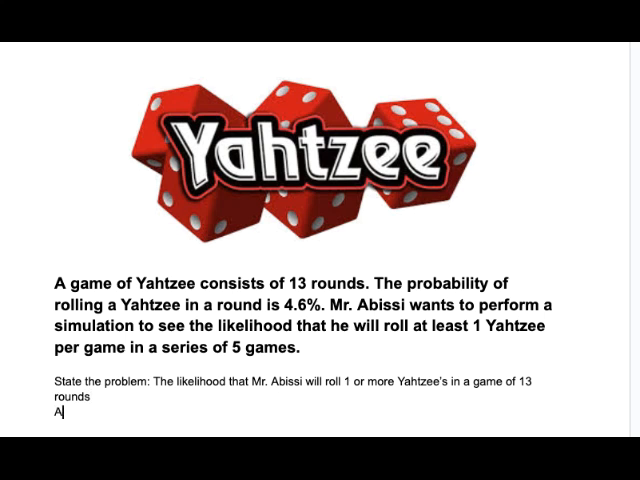Next, I need to state my assumptions. The theoretical probability is that a Yahtzee can be rolled with 4.6% probability. There is a 4.6% chance that Mr. Abissi will roll a Yahtzee in one round.